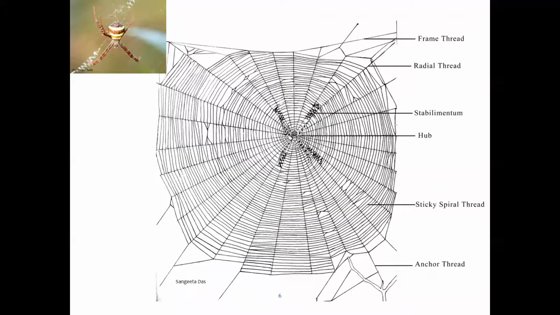This is a hand drawing which I made of Argiope pulchella. Basically, this diagram is to show you the different elements of a web.